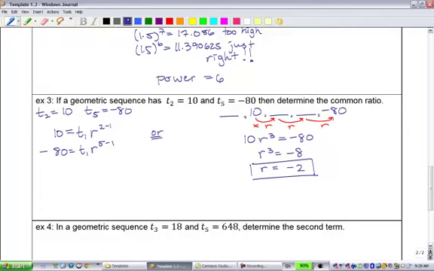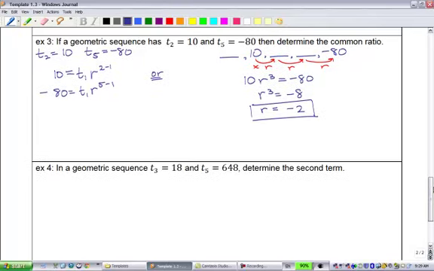Remember, when you take the cube root, fifth root, seventh root, odd roots, you preserve whatever the sign you're taking. If you're taking the square root, fourth root, sixth root, even roots, you have to put in a plus or minus to indicate that it could have been the positive or negative root.